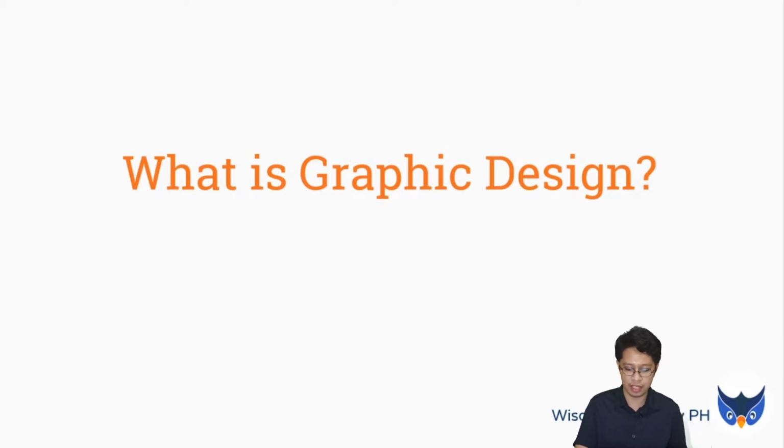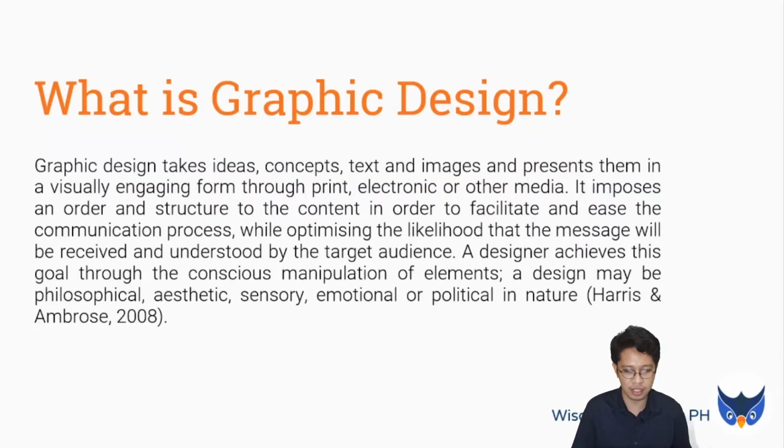So, what is graphic design? Graphic design takes ideas, concepts, text, and images, and presents them in a visually engaging form through print, electronic, or other media. It imposes an order and structure to the content in order to facilitate and ease the communication process, while optimizing the likelihood that the message will be received and understood by the target audience. A designer achieves this goal through the conscious manipulation of elements. A design may be philosophical, aesthetic, sensory, emotional, or political in nature. This is from Harris and Ambrose.